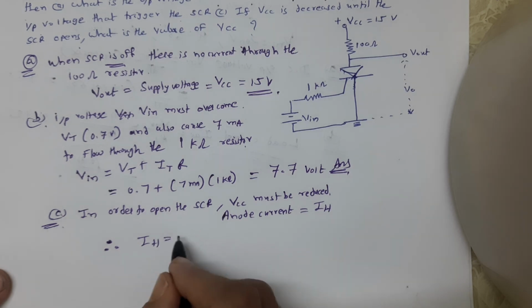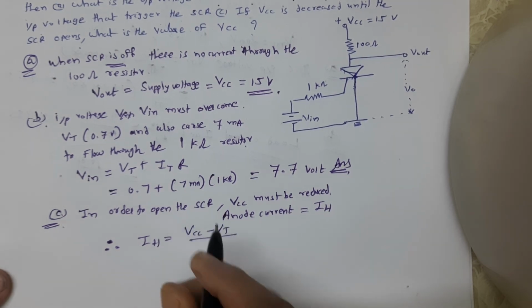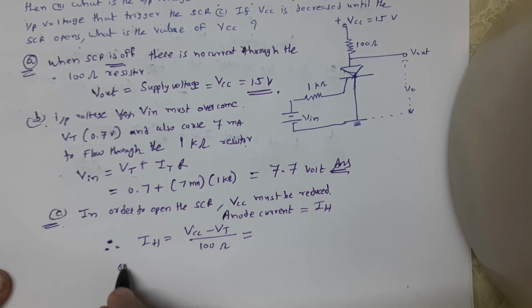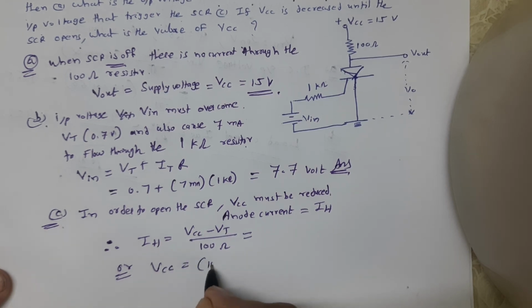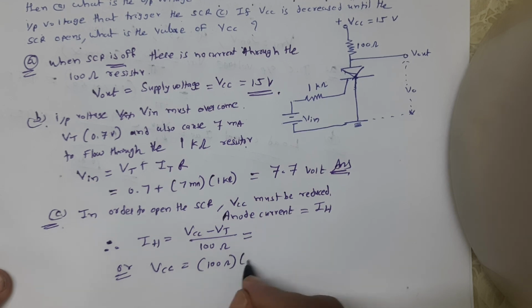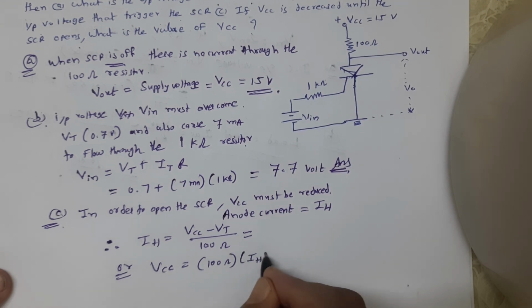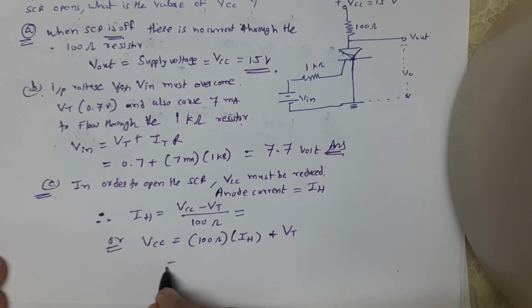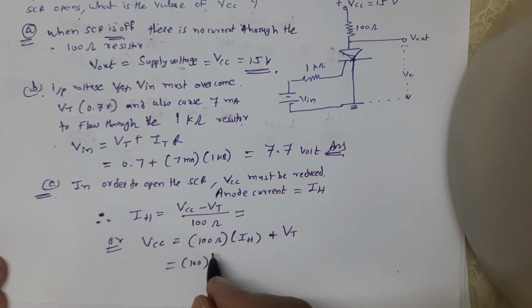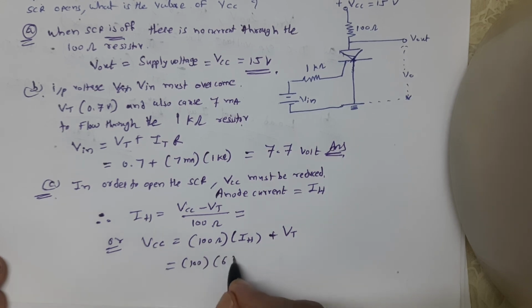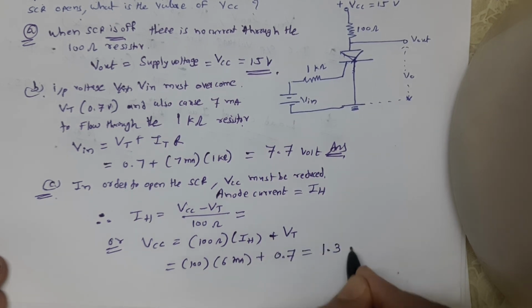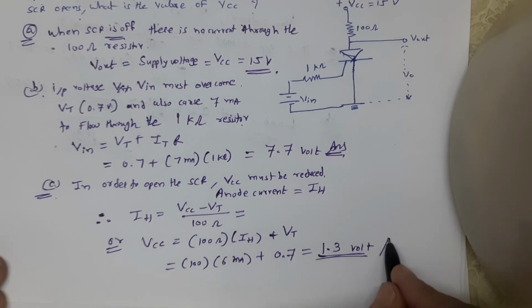Therefore, IH is equal to VCC minus VT upon 100 ohm. Or we can say that VCC is equal to 100 ohm into IH plus VT, that means 100 into 6 milliampere plus 0.7, this is equal to 1.3 volt. This is our final answer.